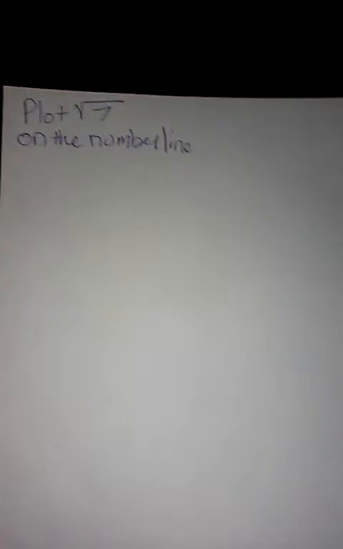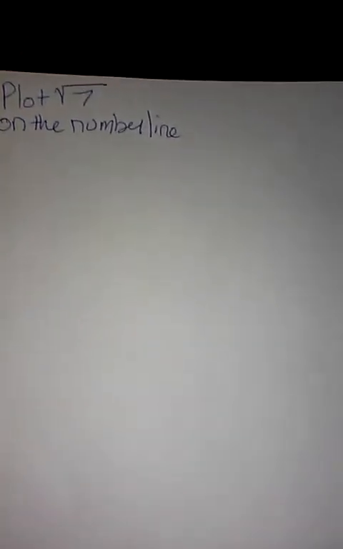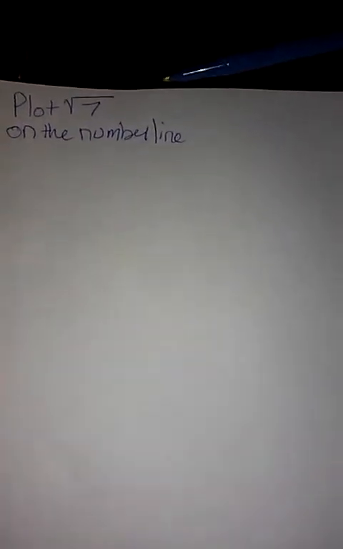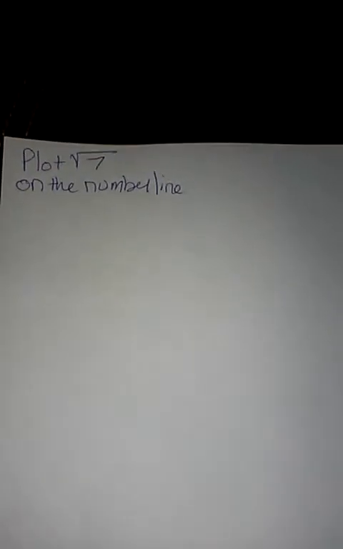Okay, so in this video, we're going to plot the square root of 7 on the number line. We know that the square root of 7 is an irrational number because it is not a perfect square. We cannot think of two numbers that are the same that we can multiply together to get 7. So the first step is to find the rational numbers around it.